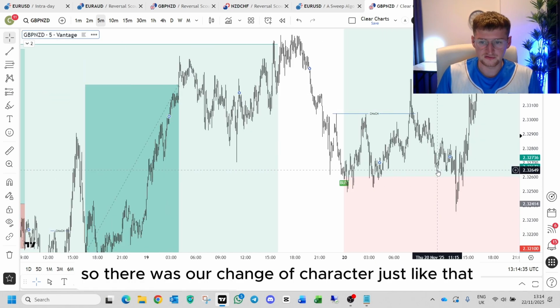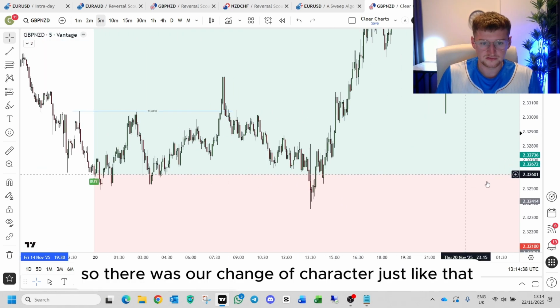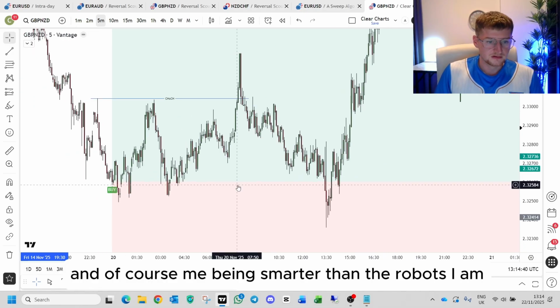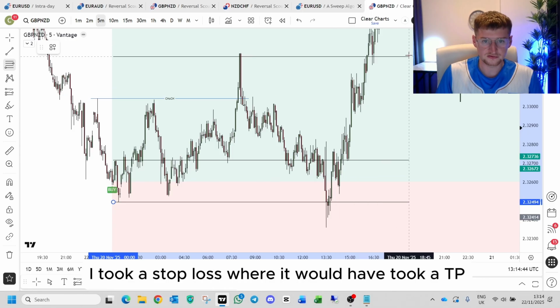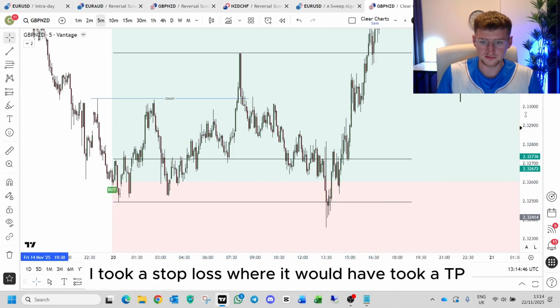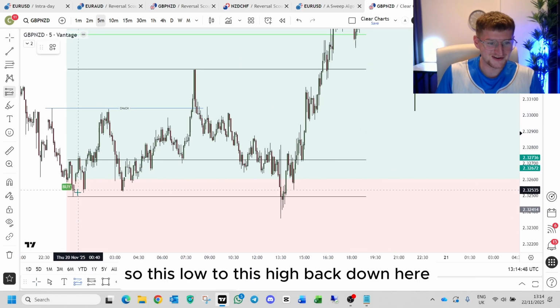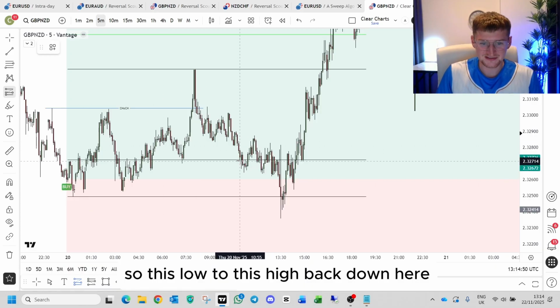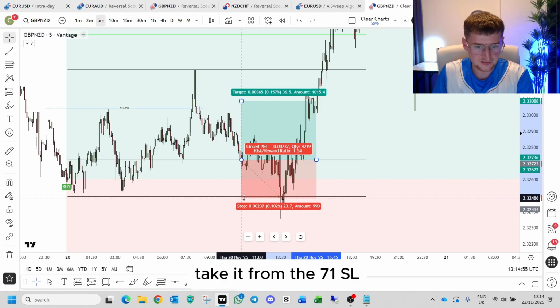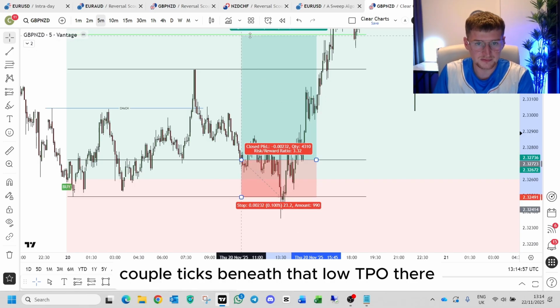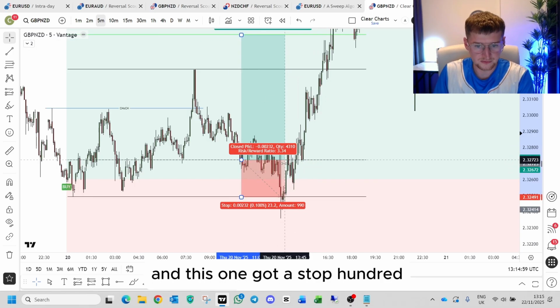So there was our change of character, just like that. And of course, me being smarter than the robots that I am, I took a stop loss where it would have taken a TP. So this low to this high, back down here, take it from the 71, SL a couple ticks beneath that low, TP there, and this one got stopped out.